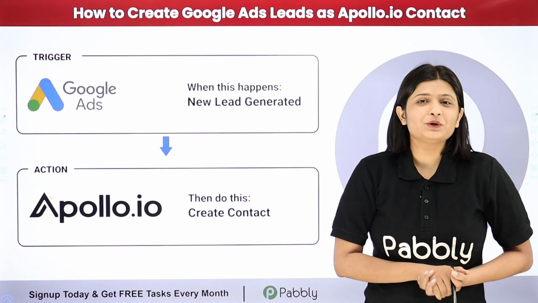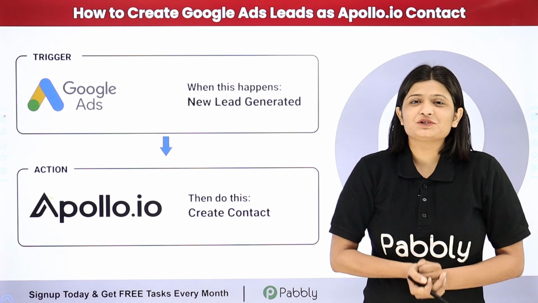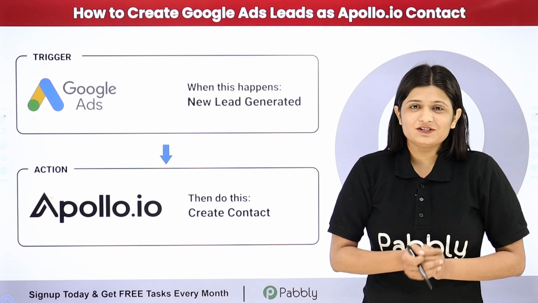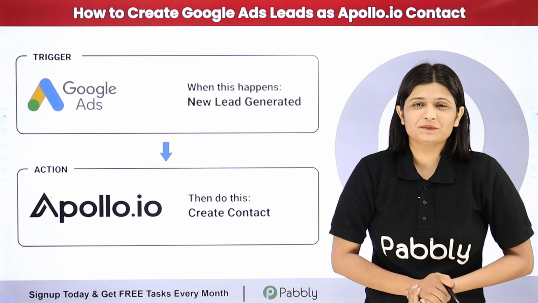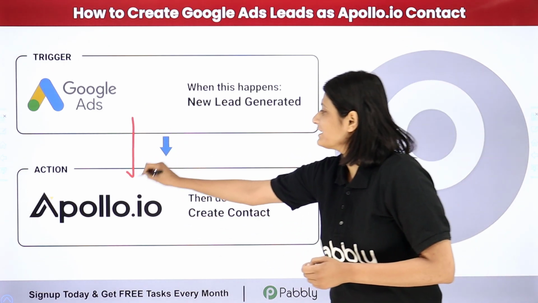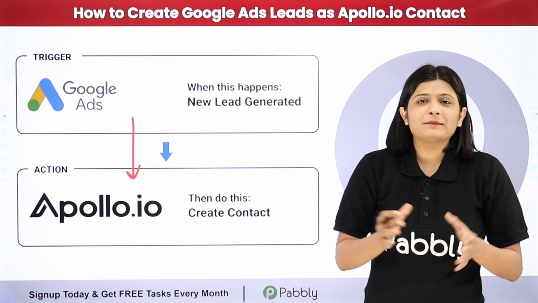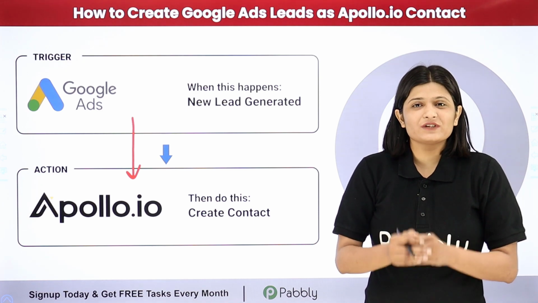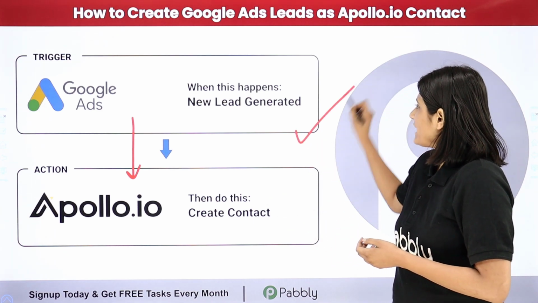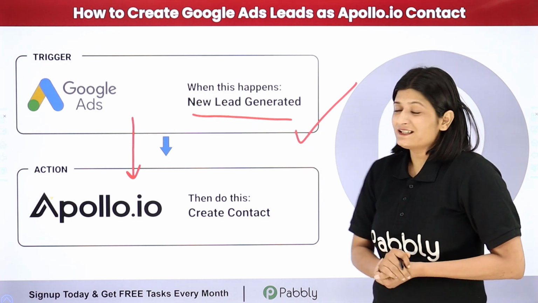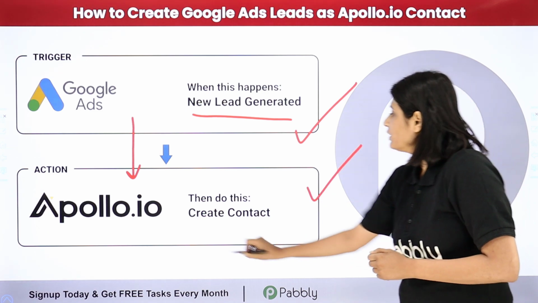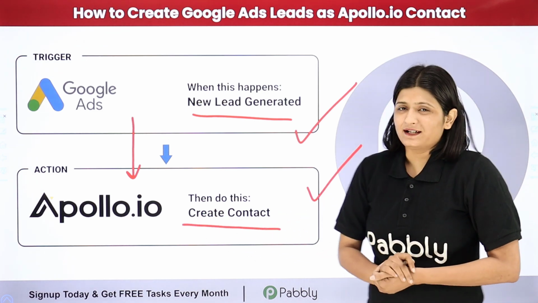Now as I completely want to automate this process, I am going to use Pabbly Connect. So Pabbly Connect is an amazing automation and integration software which requires no coding or programming skills. Here I just need to build connection between Google Ads and Apollo.io. Pabbly Connect runs on two principles, which is trigger and action. Here as my trigger application, I am going to take Google Ads from where I will receive new lead, and then in my action application, I am going to take Apollo.io where the contact will be created automatically.